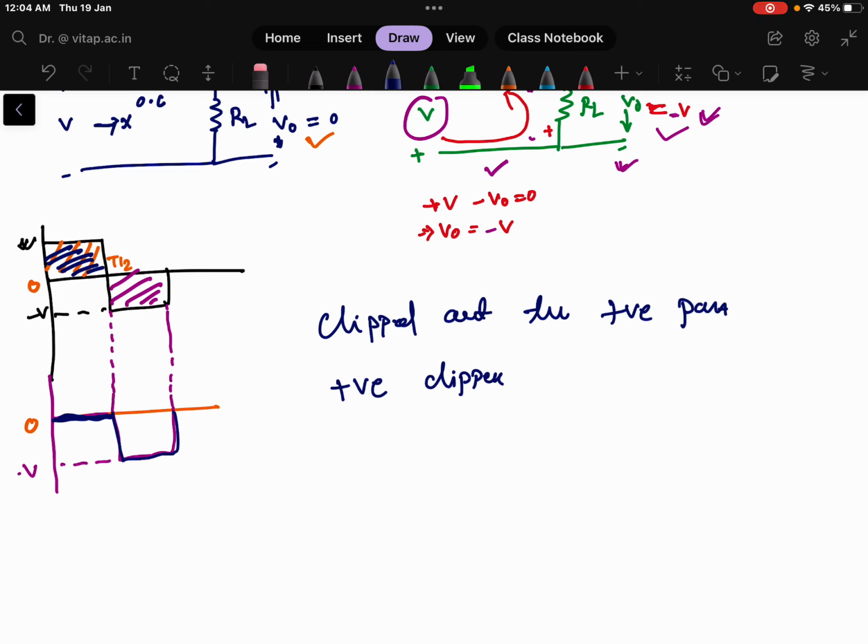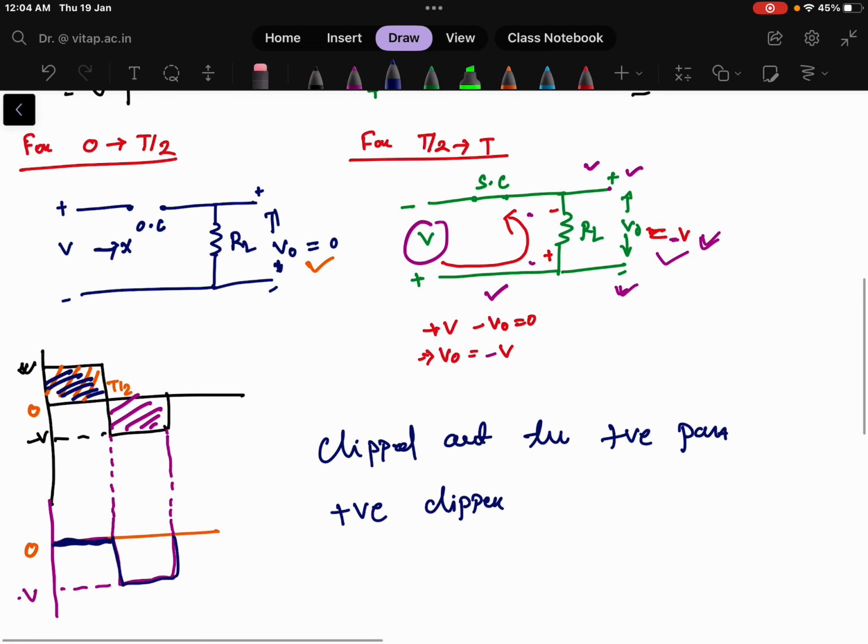Similarly we can understand the negative clipper as well. If it clips out the negative part, then it will be called a negative clipper. We will see that through a problem in the next video, how that negative clipper works.